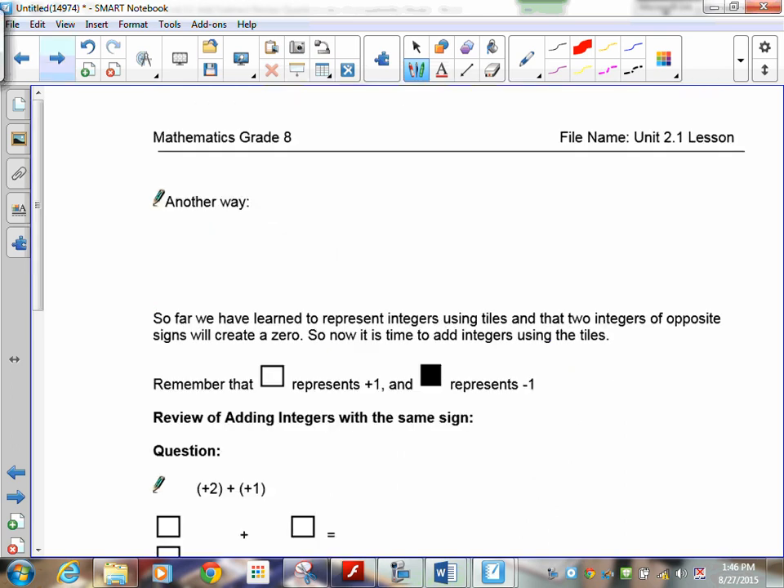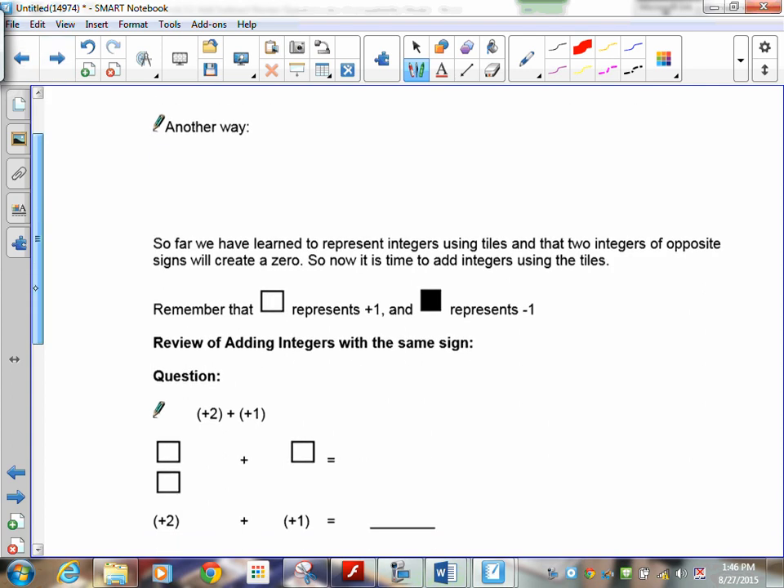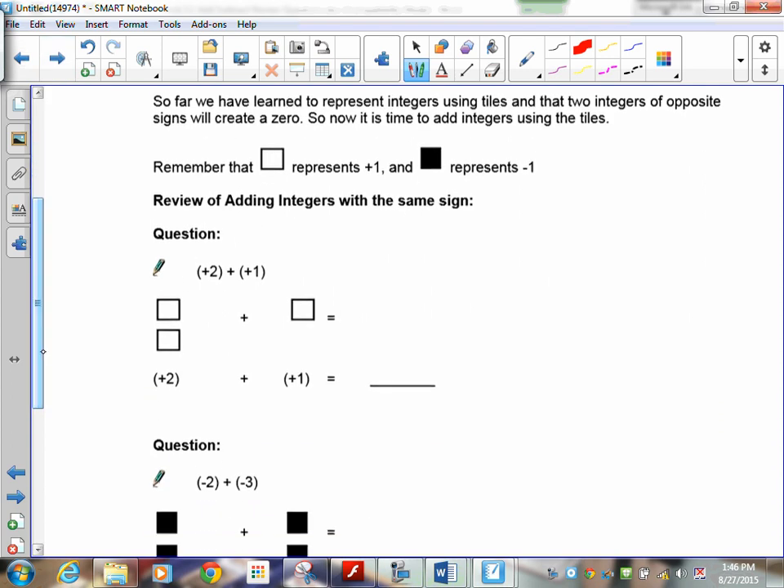Another way, I'll skip that. You can do another way if you want. So far, we have learned to represent integers using tiles, and the two integers of opposite signs will create zero.